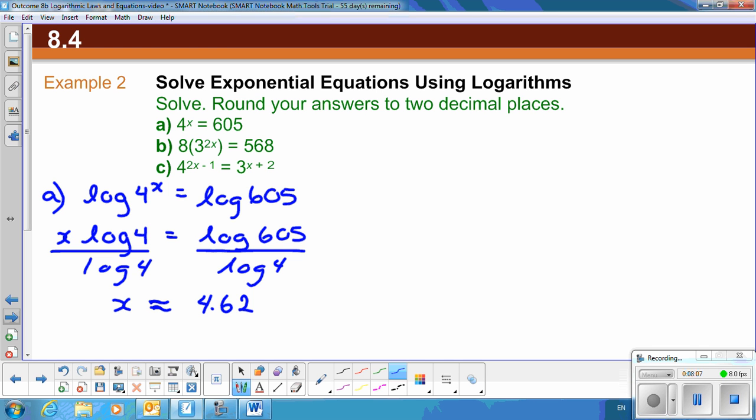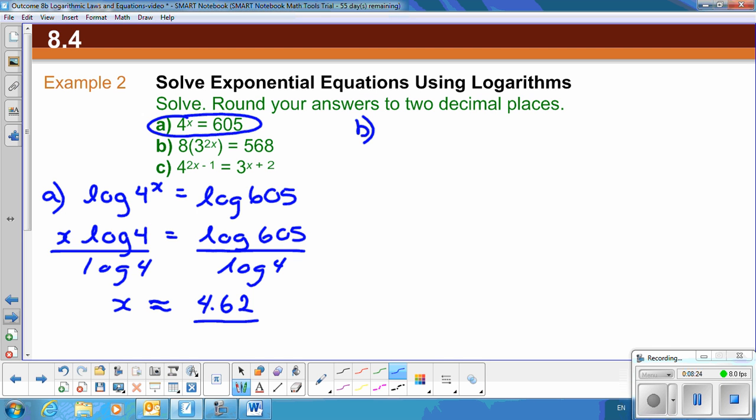Again, we could do a check for this one and should do the check by substituting this into the first equation for x and making sure my answer is approximately 605. I'm going to skip the check just in the interest of time today.